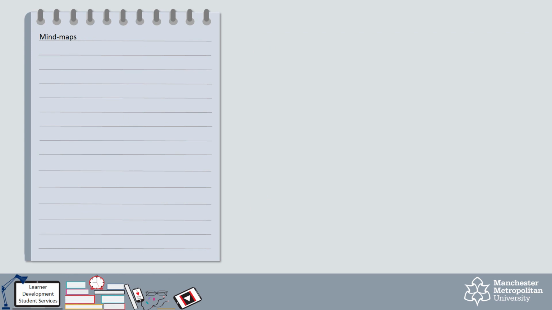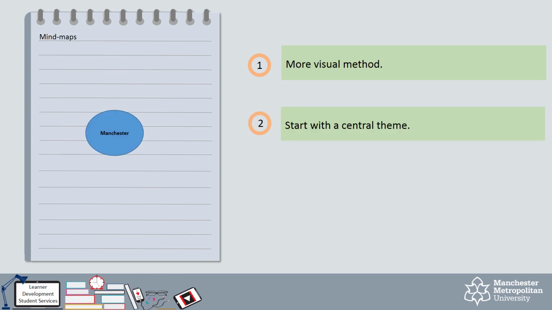The next method is mind mapping. If you're a more visual person, you might find that mind mapping is a good note-taking method for you. In order to fit more information on the page, it's a good idea to turn your page landscape. The central theme or topic goes in the middle.